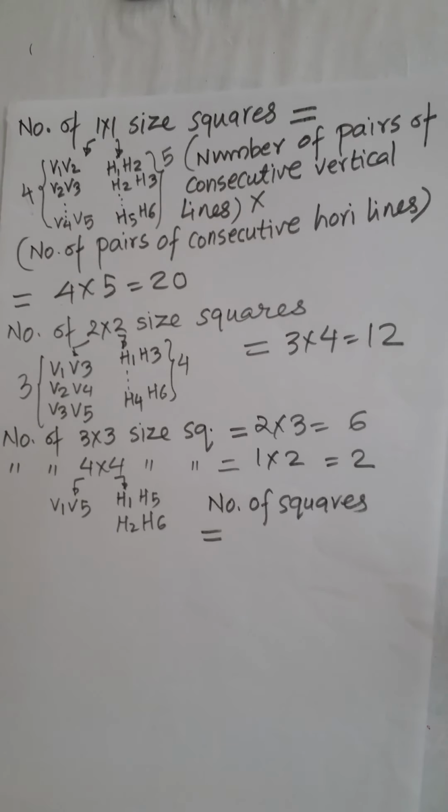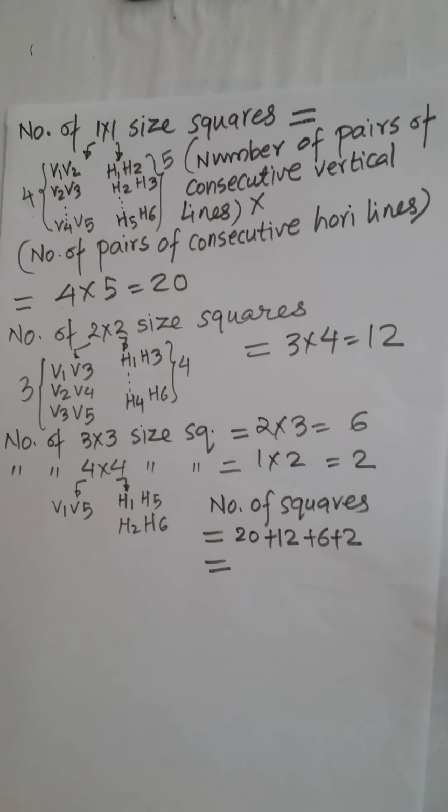So finally, how many squares are there? We take the sum total of all that we did, from 1 by 1 to 4 by 4, which is 20 plus 12 plus 6 plus 2, which gives 40.